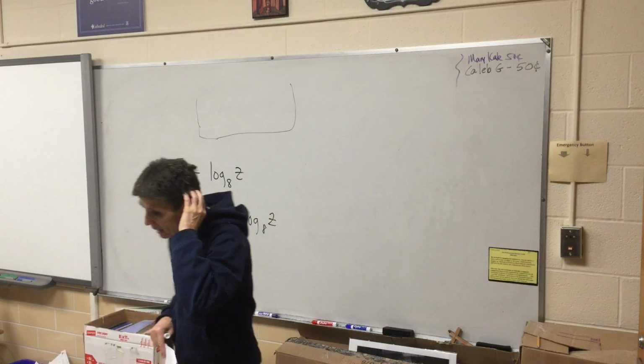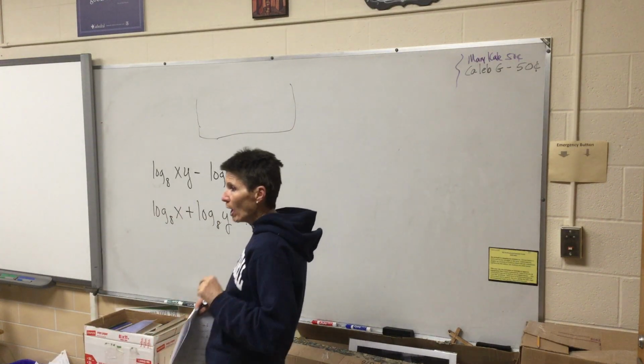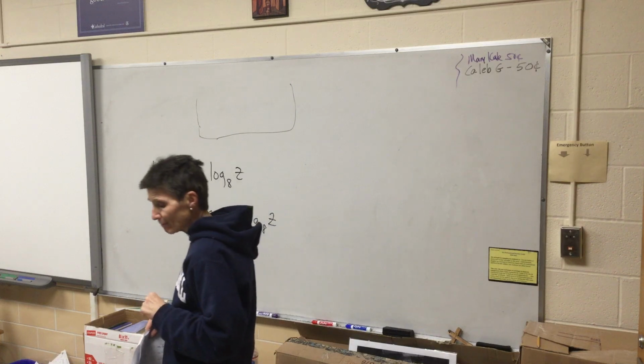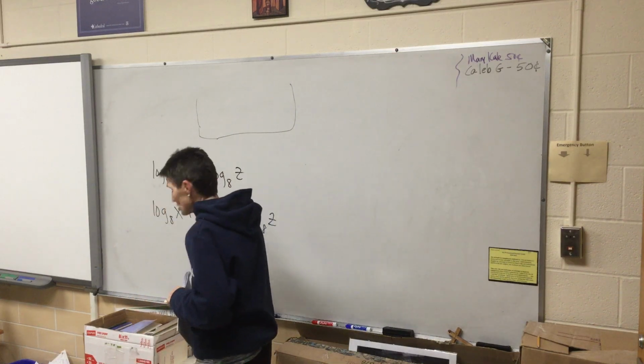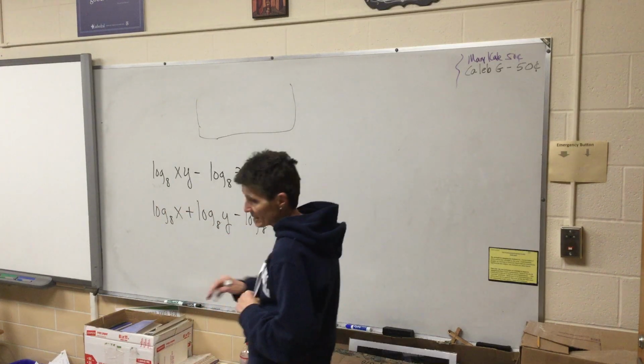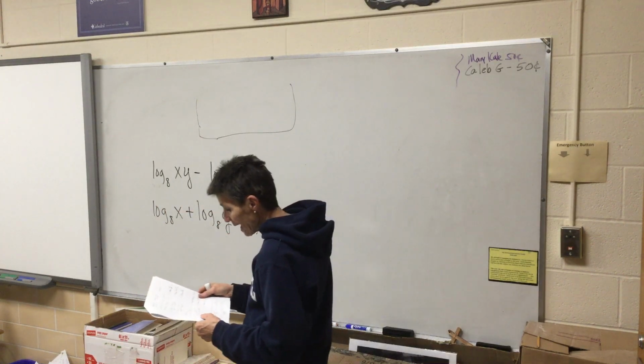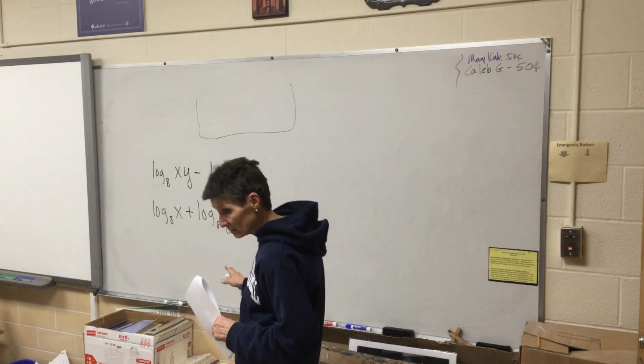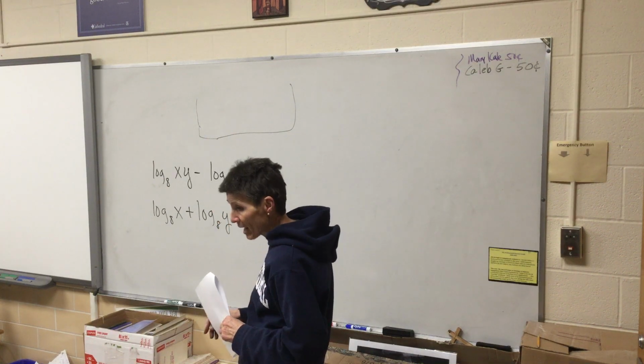When we split them up, we want to have one logarithm for every letter. So since you have an x, y, and z in your problem, you want to have a log x, a log y, and a log z. So x and y are being added, and z is being subtracted.